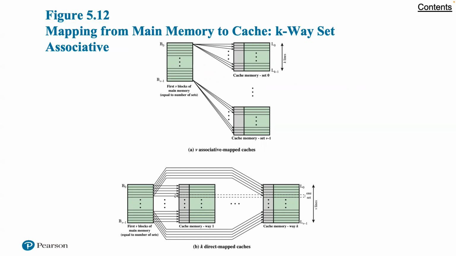Each direct mapped cache is referred to as a way, consisting of V lines. The first V lines of main memory are direct mapped into the V lines of each way. The next group of V lines of main memory are similarly mapped, and so on. The direct mapped implementation is typically used for small degrees of associativity, small values of K, while the associative mapped implementation is typically used for higher degrees of associativity.